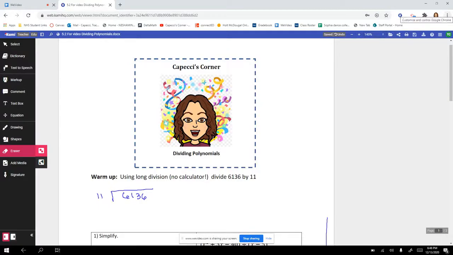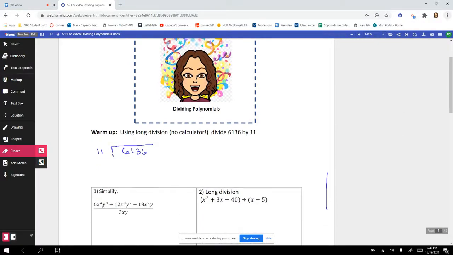Today on Capechi's Corner, we're going to look at dividing polynomials. Now, remember when you were either in middle school or maybe late elementary school, you did long division without a calculator. So we're going to try to remember how to do that because we're going to use kind of the same idea in what we're going to do today.